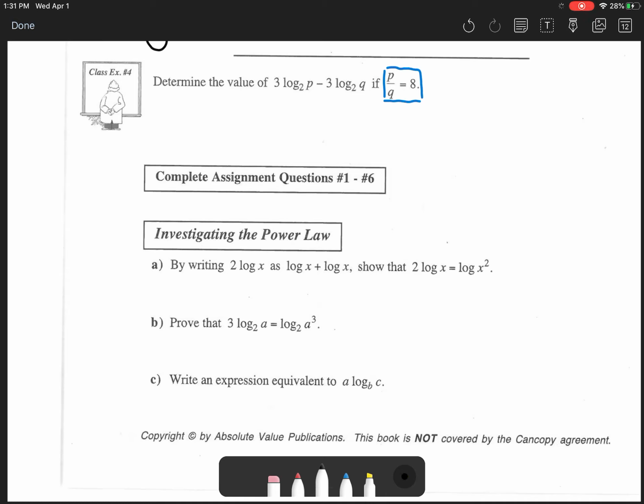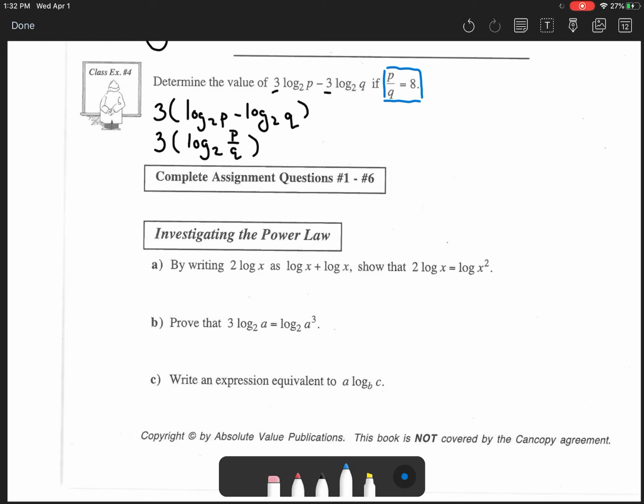So when I take a look at the expression they've given me, the first thing I notice is that there's a 3 in front of each of those terms. So I'm going to start by factoring out the 3. So I'm going to have 3, and that'll leave me with log base 2 of p minus log base 2 of q. So inside there, I'm now subtracting log expressions with the same base, so I can make this log base 2 of p over q.